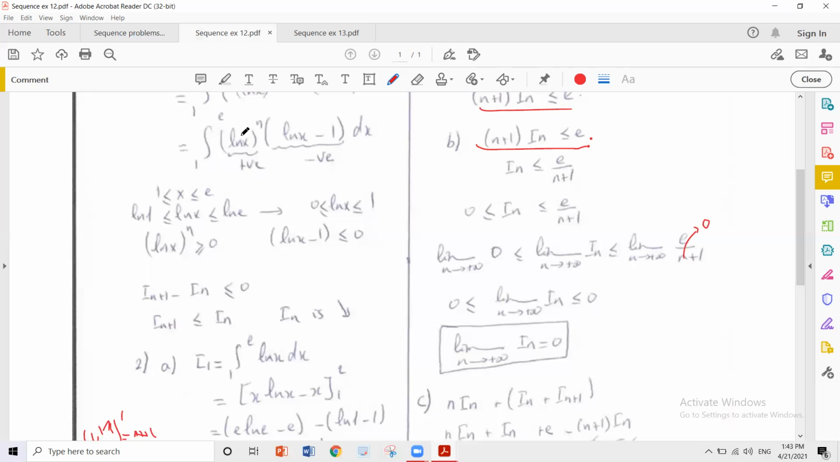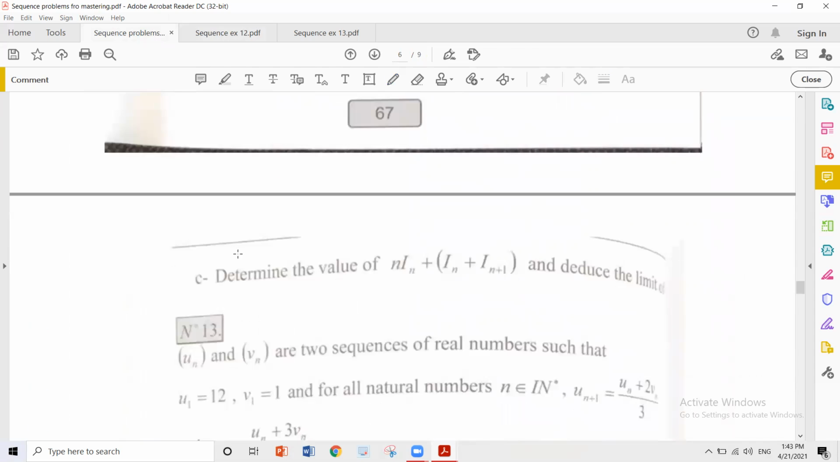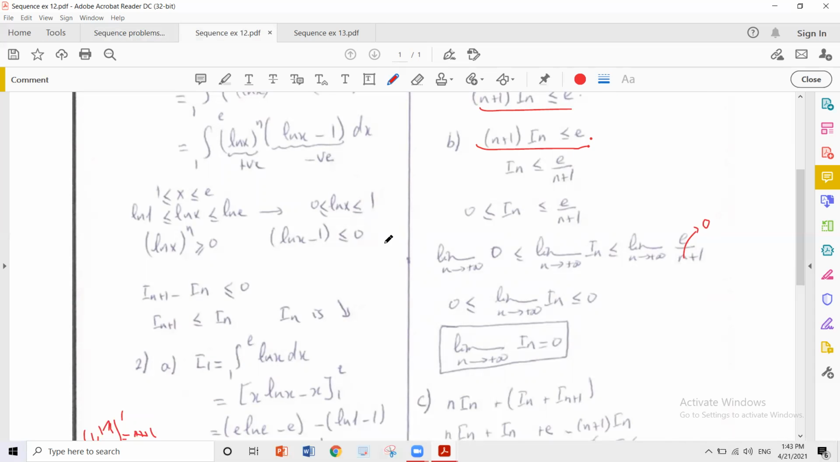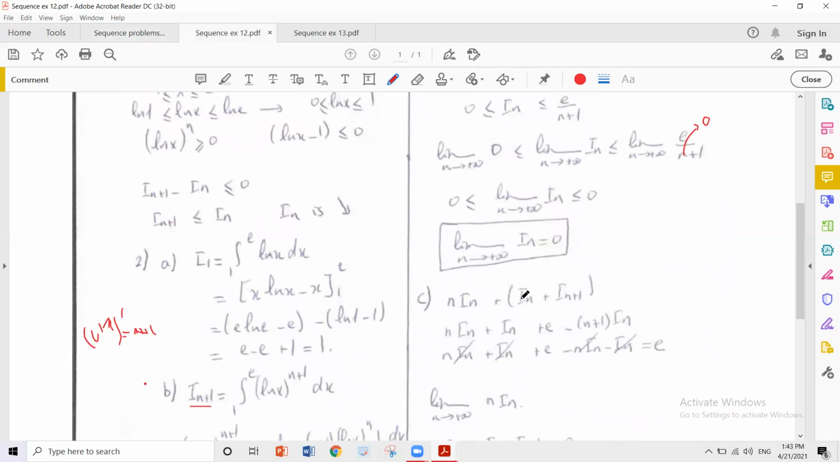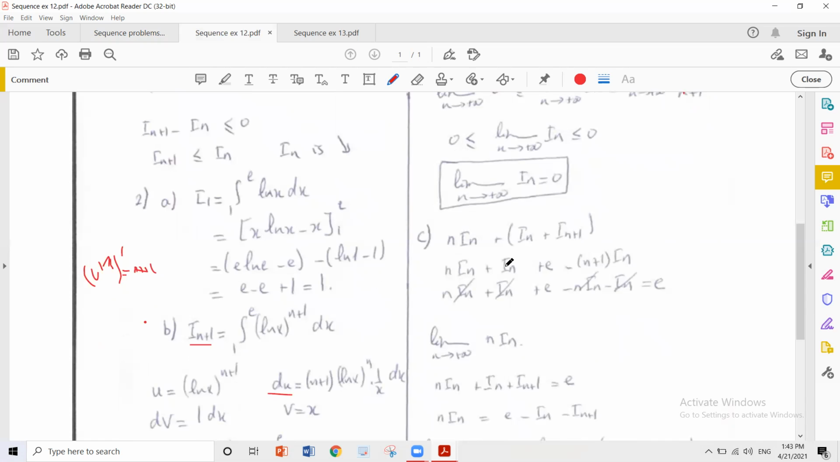Okay. The last part. Determine the value of n I_n plus I_n plus I_{n+1}. So n I_n plus I_n plus I_{n+1}. We know I_{n+1} is e minus (n plus 1) I_n. Then n I_n plus I_n plus e, we remove the brackets, minus n I_n minus I_n.